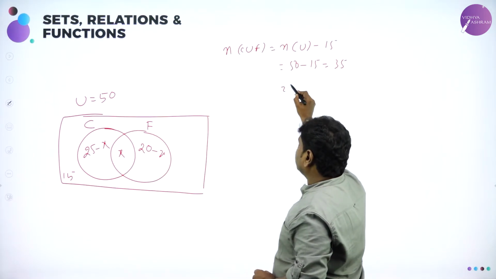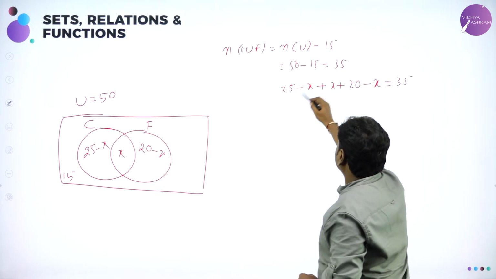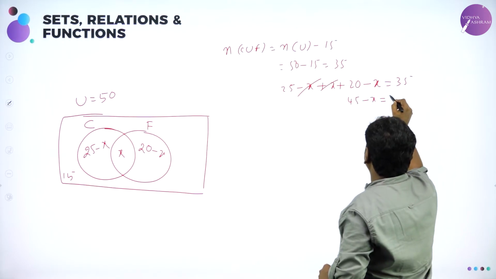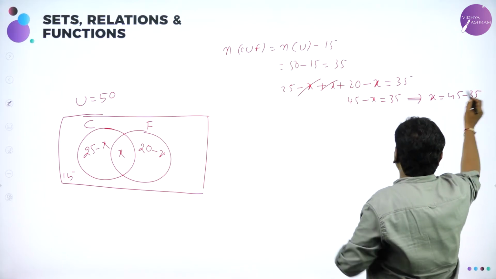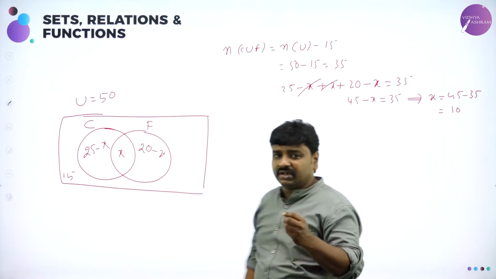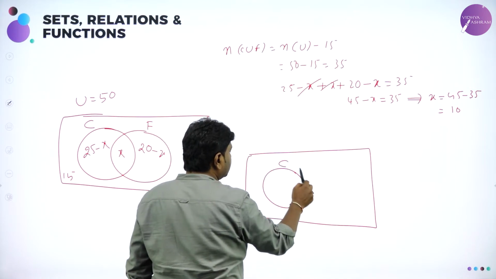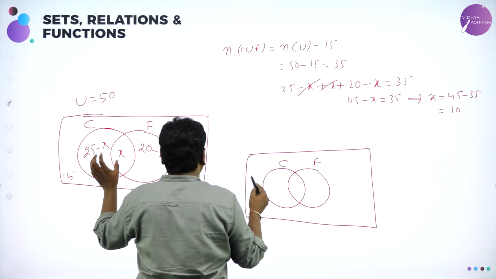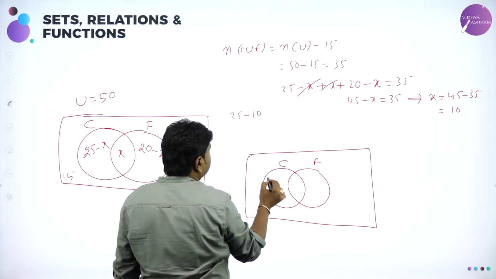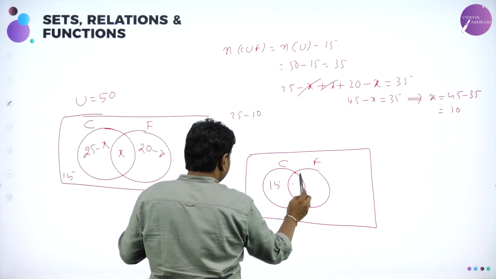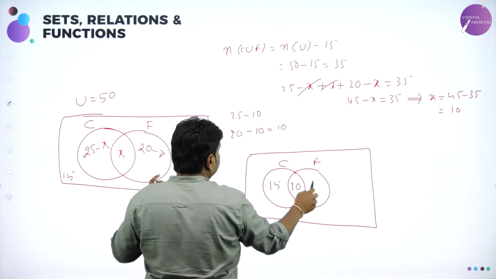So when I add all, 25 minus x plus x plus 20 minus x is equal to 35. Plus x, minus x cancels, 45 minus x is 35, and further if you solve, x is equal to 45 minus 35. Keep rearranging, you will get 10. That is how we got it. Now the Venn diagram will be completed. This is the cricket player, this is the football player. What is 25 minus x? x we got is 10. 25 minus 10 is 15. x is 10. What is 20 minus x? 20 minus 10 is 10, like this.